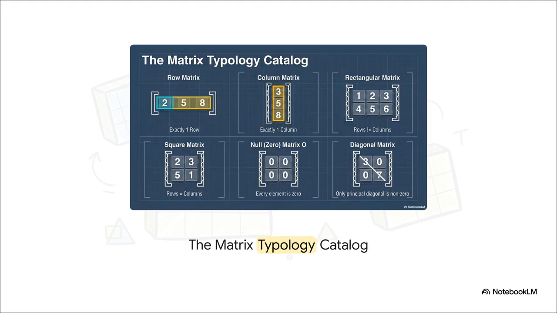2 times 3 gives you 6 total elements. Obviously, matrices come in a ton of different shapes and sizes. You've got row matrices with exactly 1 row, column matrices with 1 column, square matrices where the rows perfectly equal the columns, and diagonal matrices where only the diagonal has numbers. But out of all these types, you really need to notice the null matrix. Every single element inside it is a 0. It's an incredibly unique piece of this whole puzzle.